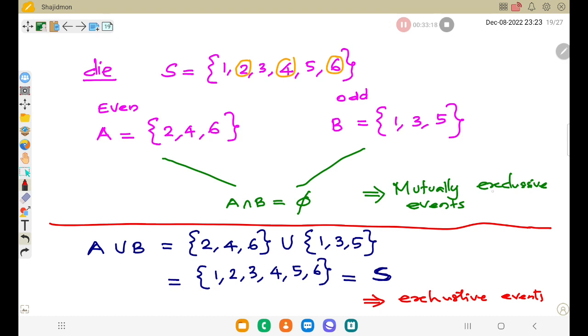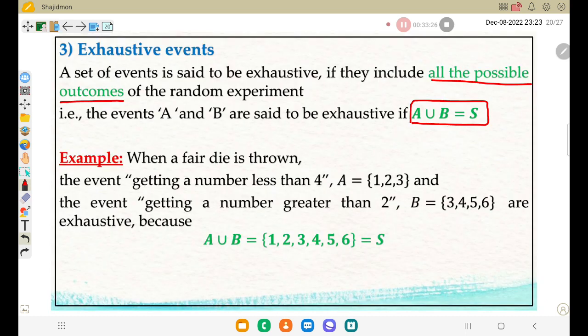So the simple idea: mutually exclusive means the intersection will be empty. Exhaustive means the union will be the sample space. Okay, hope you understood that one. Now another example is here. See, when a fair die is thrown, first, getting a number less than 4. This is the first event A. Getting a number less than 4, so 1, 2, 3.